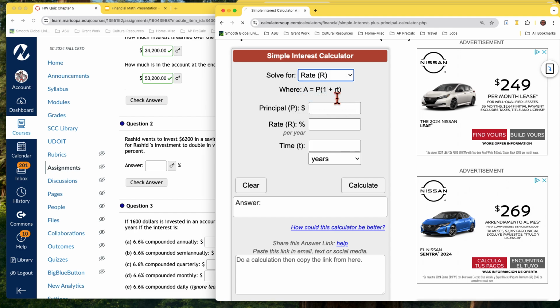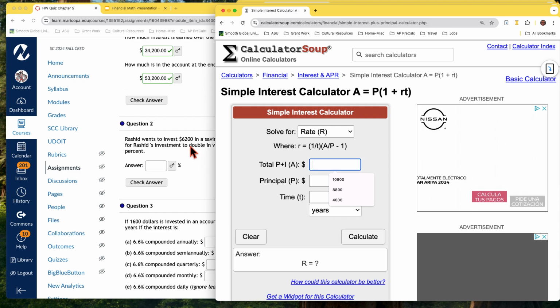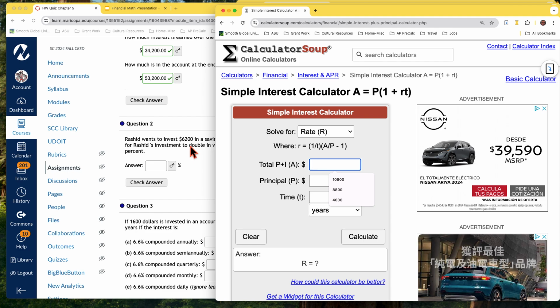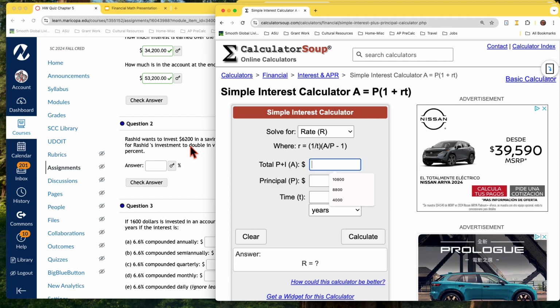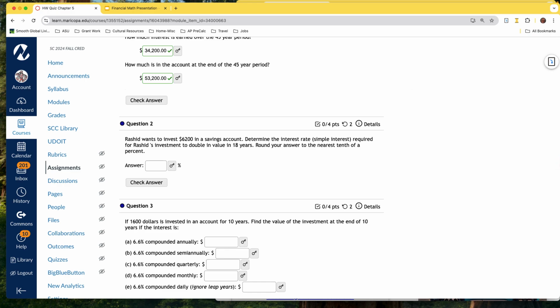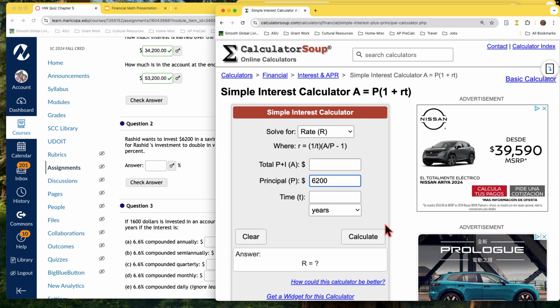When we do that, notice now there are different inputs. To get the rate, we have to have the total and the principal. So she wants to invest 6,200. Is that at the beginning or at the end? Is that the beginning? Yeah, so that's the beginning. That's the principal. That's what we call principal value, 6,200. Determine the investment rate required for Rashid's investment to double in value in 18 years. So we know 18 years. Let's go ahead and put that in.